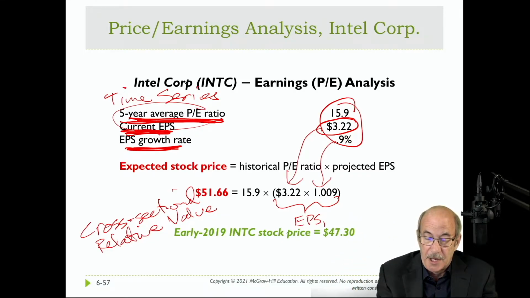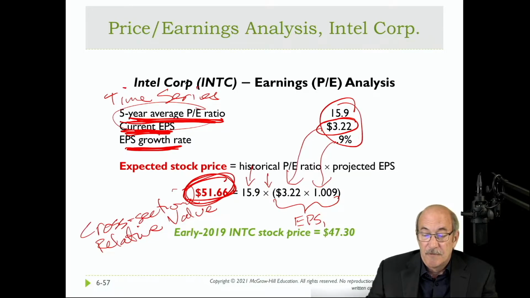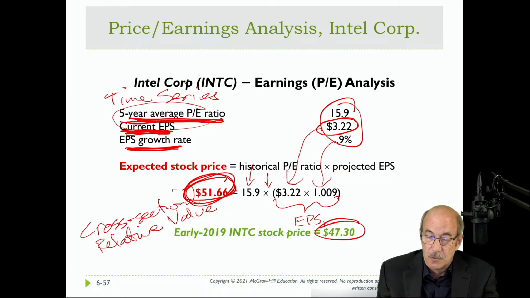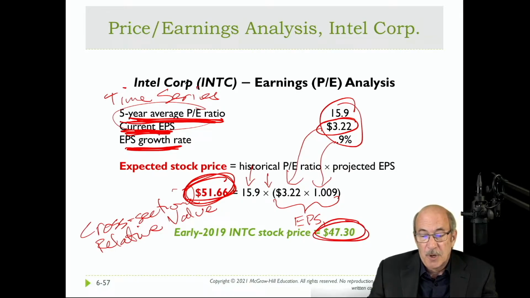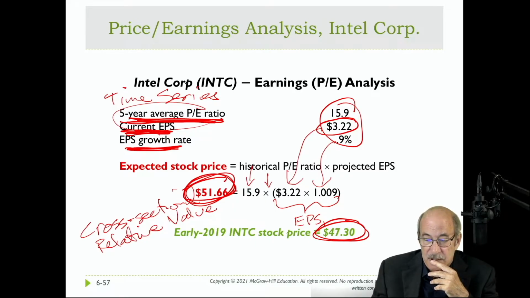Then we're going to multiply that by the average or the comparable PE ratio. In this case, they're using that time series, and that's 15.9. So when we do the math, we end up with a value for Intel of $51.66. We compare it to the current market price, and we say, pretty close, probably within a standard deviation, so can't really say it's misvalued necessarily.